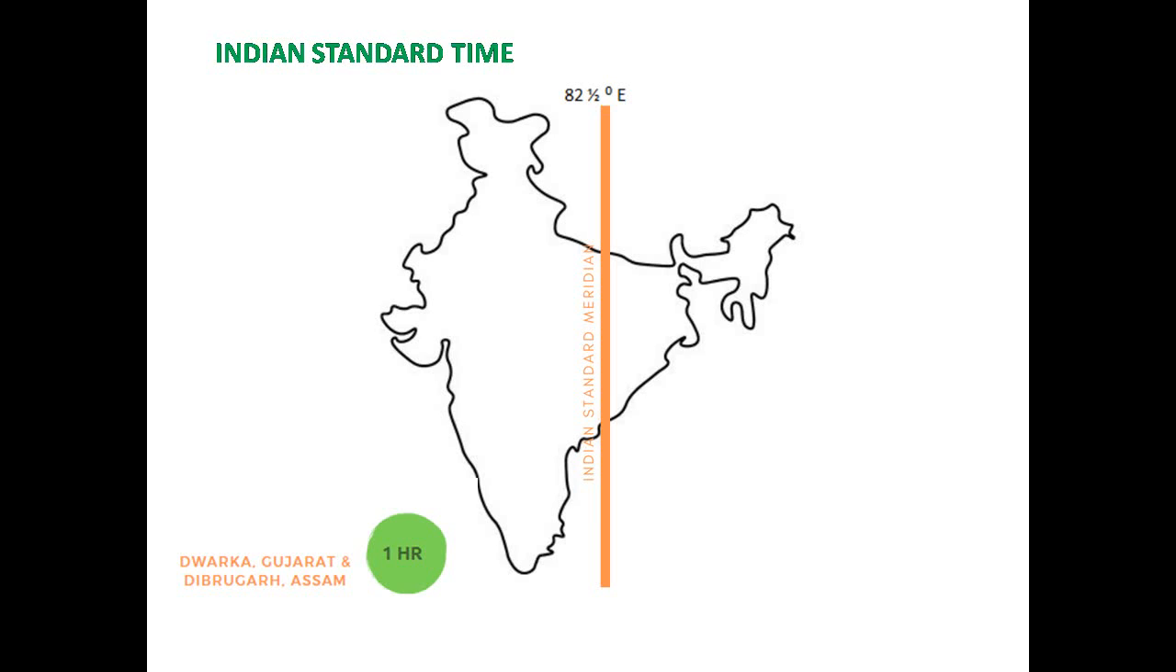Due to the local time difference in meridians, we watch cricket matches at different times of the day. There are countries that have large longitudinal extents and they have more than one standard time. For example, Russia has 11 local standard times. That's all about latitudes, longitudes and time zones.